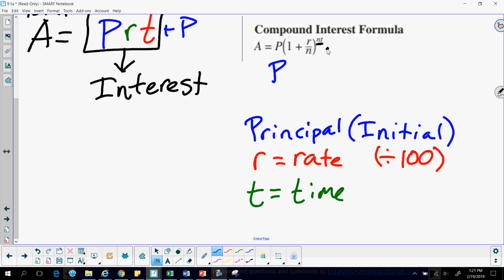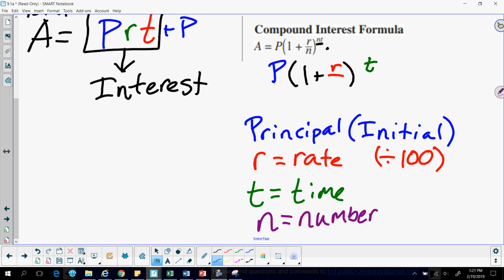I would write this right on your formula sheet too. Does that say nt at the top? Yes. So what's the only part we haven't talked about yet? The n. The n is standing for the number of times compounded per year. N for number of times compounded per year. Per year.